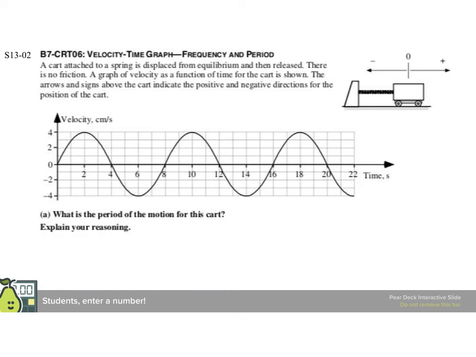All right, a car attached to a spring is displaced from equilibrium and released. There is no friction. A graph of the velocity as a function of time is shown. The arrows and signs indicate the positive and negative directions for the position of the cart. So, what is the period of this motion?